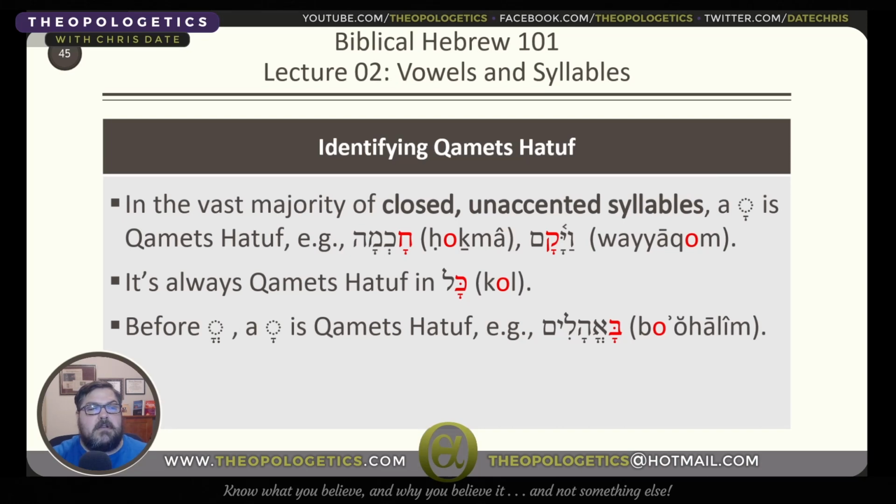Before a chataf komets, which is that composite shewa, a komets sign is a komets chatuf. So this word is bo ohalim.